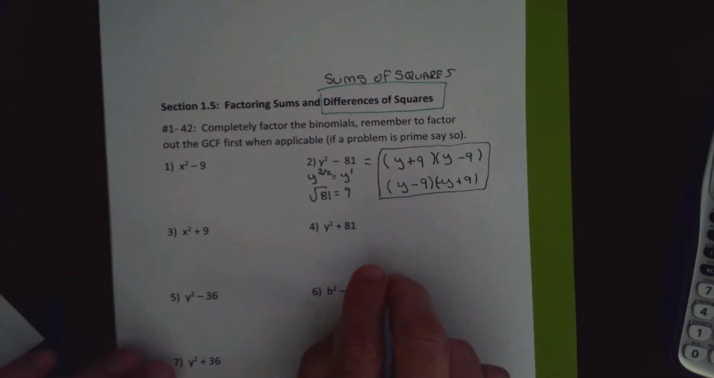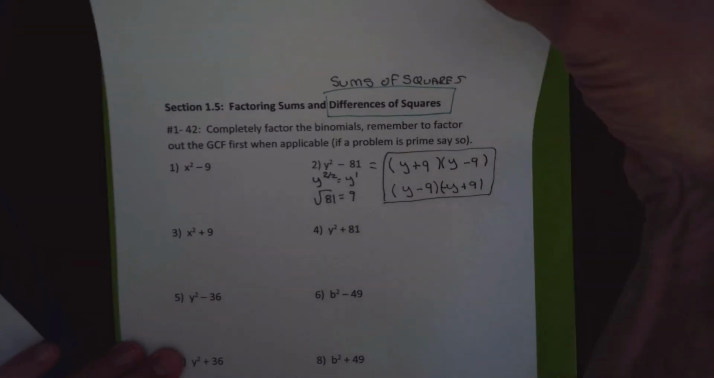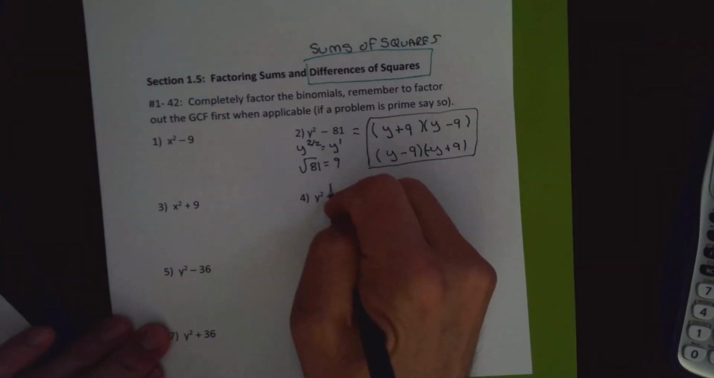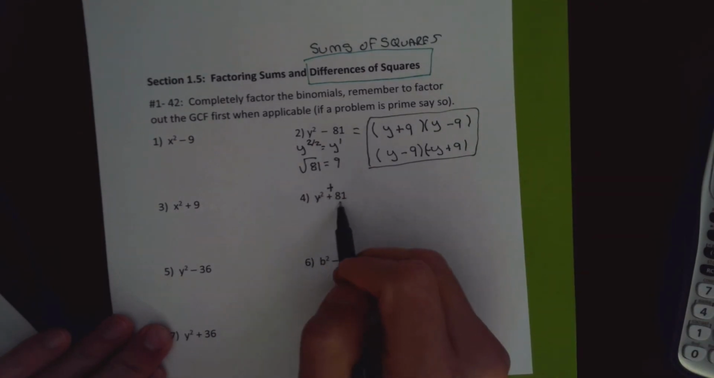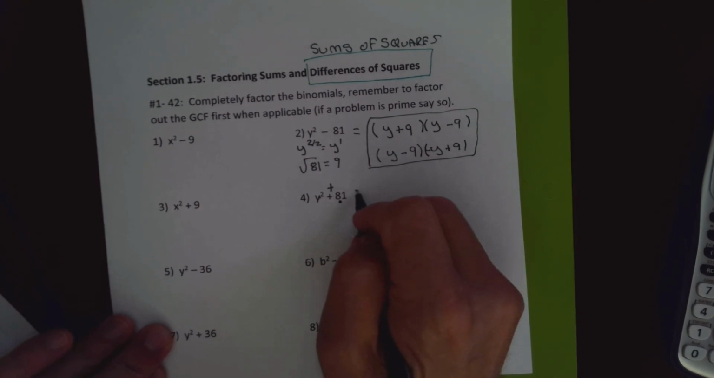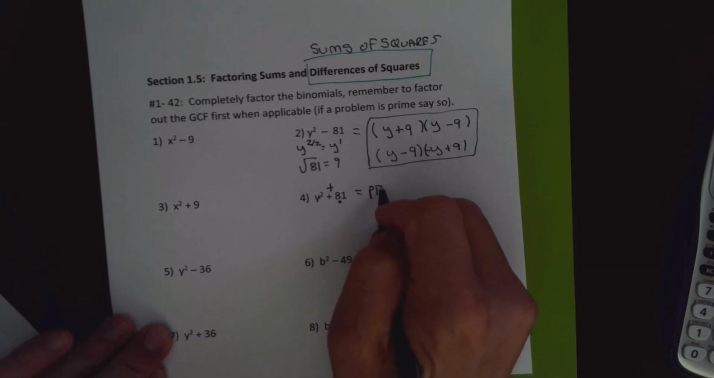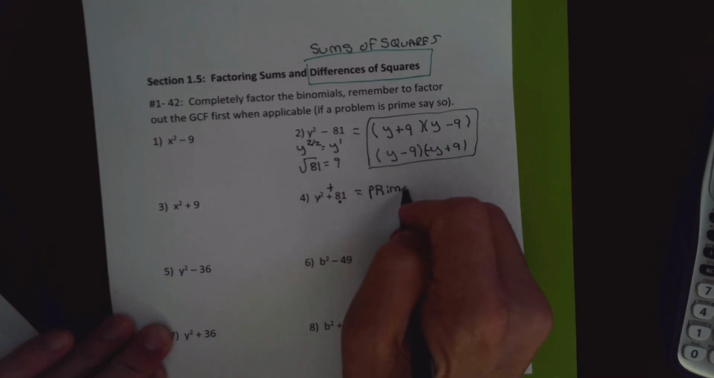Number 4 turns out to be a sum of squares. It's a sum because of the plus. It's a square because it has two terms. The letter has an even exponent, and the number 81 is a perfect square. 81 is 9 squared. Sums of squares are all prime.